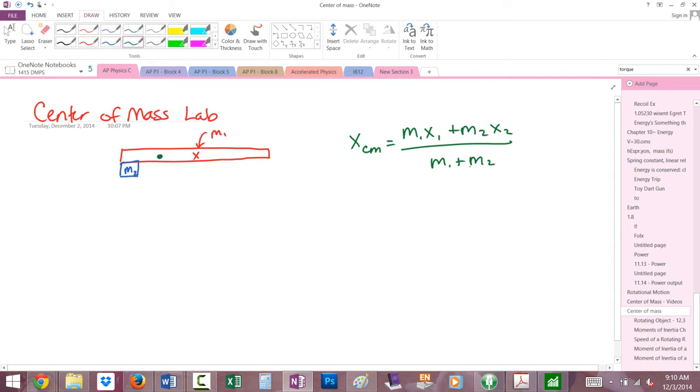So let's just pick something to be 0. What do you want to be 0, Brian? X1. X1 is going to be 0. So I'm going to do kind of a backwards coordinate system. So I'm going to call this 0, and I'm going to call this the positive direction, just so I don't have to deal with negative numbers. Is that okay with everybody? Yeah. So that means that x1 will be 0, so that means that this goes away. What's x2?